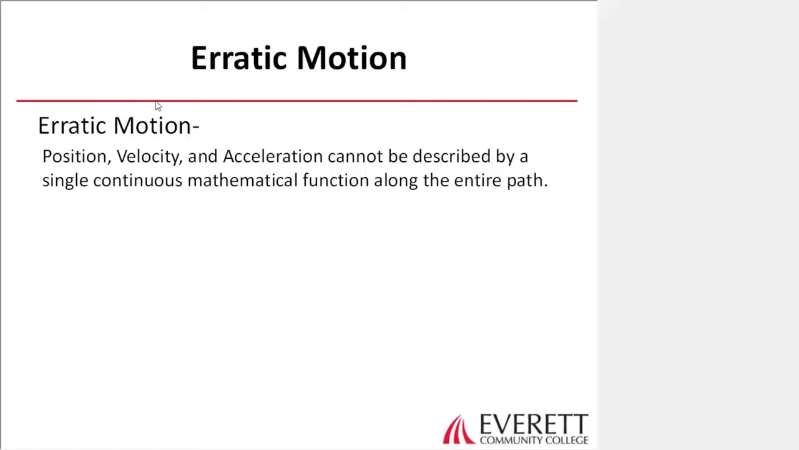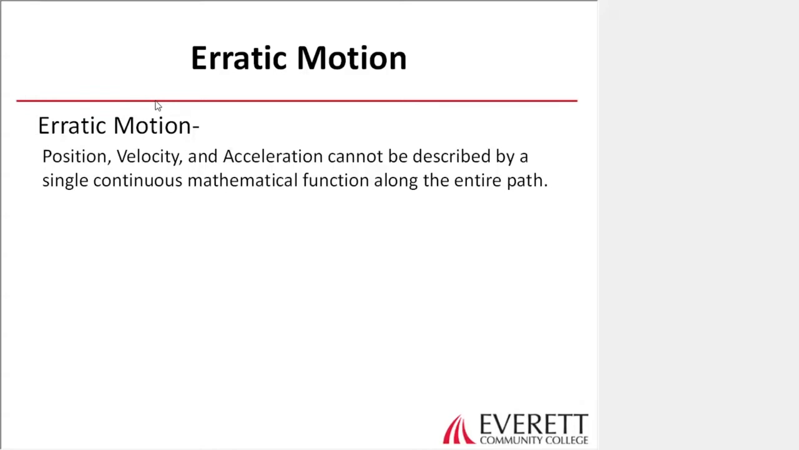Erratic motion is defined as motion where position, velocity, or acceleration cannot be described by a single continuous mathematical function along the entire path. Right? When you first hear the term erratic motion, you might think that it has to be really jerky or really erratic all over the place.